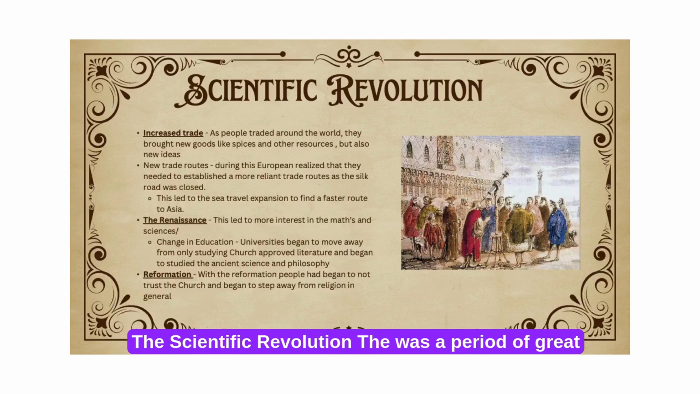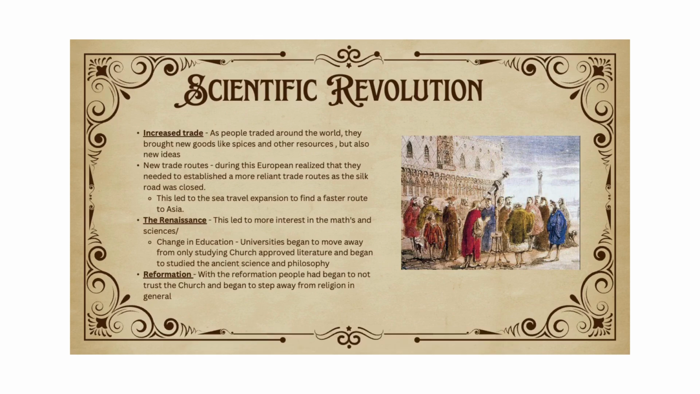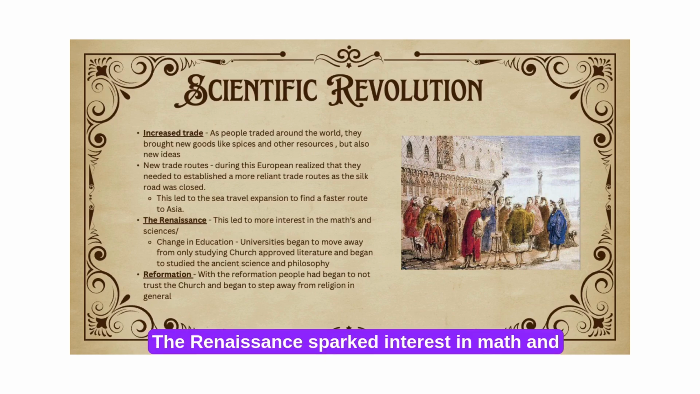The Scientific Revolution was a period of great change in how people viewed the world. Increased trade brought new goods and ideas, leading to the establishment of new trade routes and sea travel expansion to find a faster route to Asia. The Renaissance sparked interest in math and sciences, and universities began to study ancient science and philosophy instead of just church-approved literature. The Reformation led people to question the church and move away from religion.